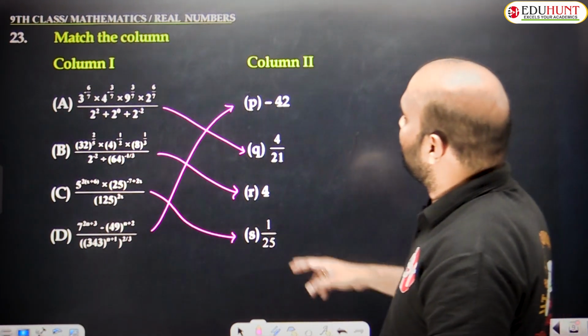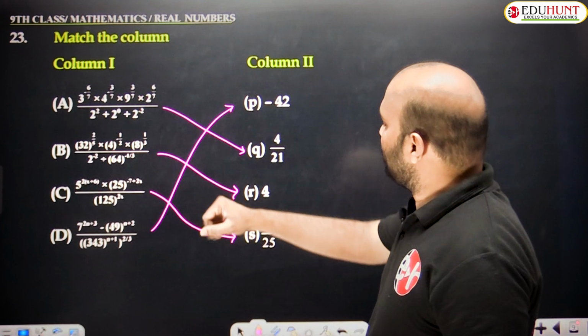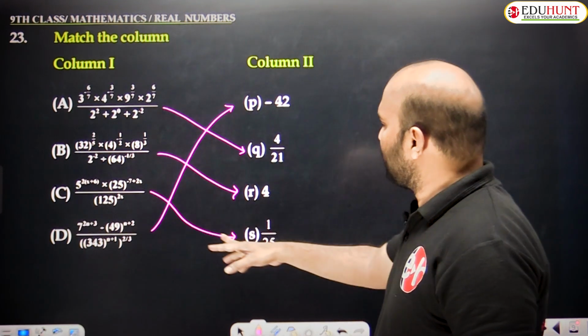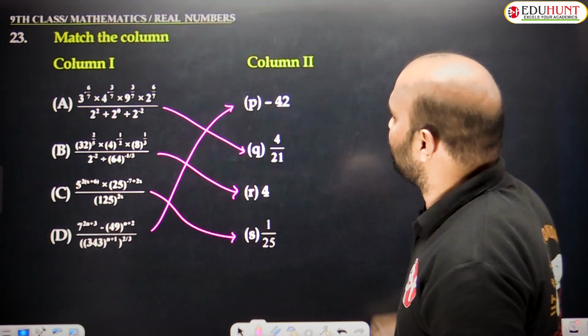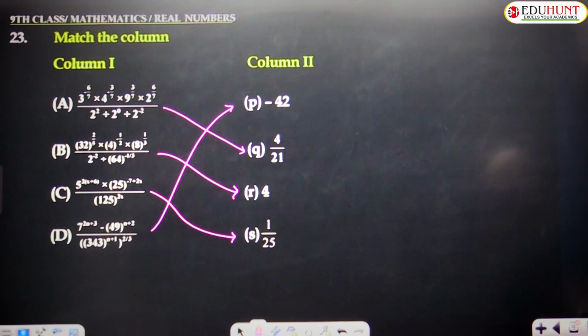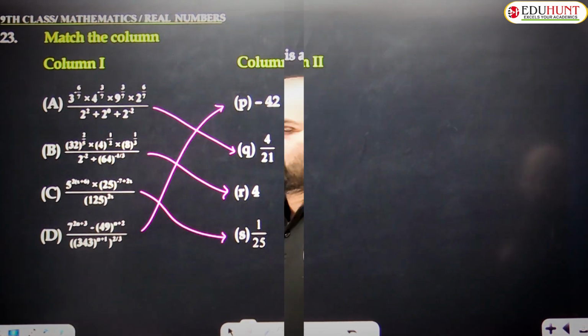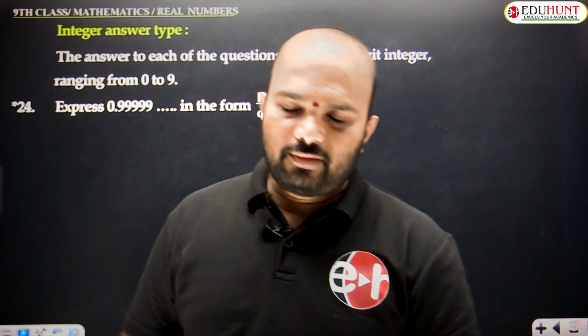Column A matched with Q, column B matched with R, column C matched with S, and column D matched with P. So only one result is obtained. Am I clear? So the rest of the questions I will discuss later.